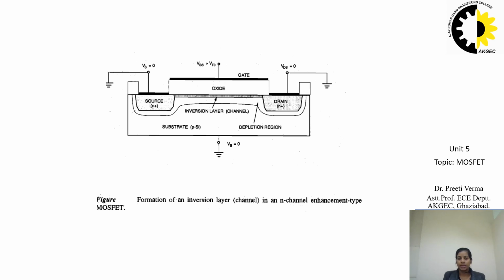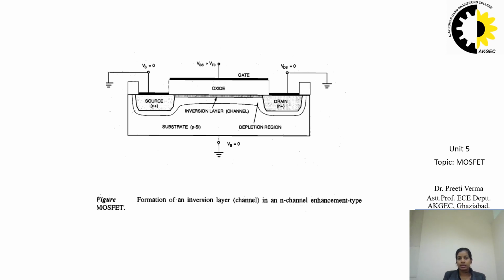Two back-to-back diodes exist in series between source and the drain. These diodes prevent current conduction. Due to these diodes, the current conduction is not allowed. It is prevented from drain to source when a voltage VDS is applied.